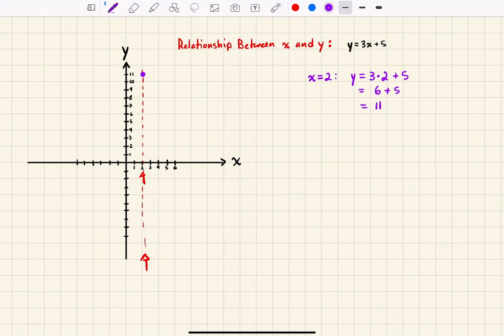Now, say we're taking a step back down, going to x equals 0, because we're curious about when x is equal to 0, so we're on this vertical line touching the y-axis. What is the y value of our line? Well, we say x is equal to 0, and then we plug that into the equation. y equals 3 times 0 plus 5. This turns into 0 plus 5. So this tells us that y is equal to 5 when x is equal to 0.